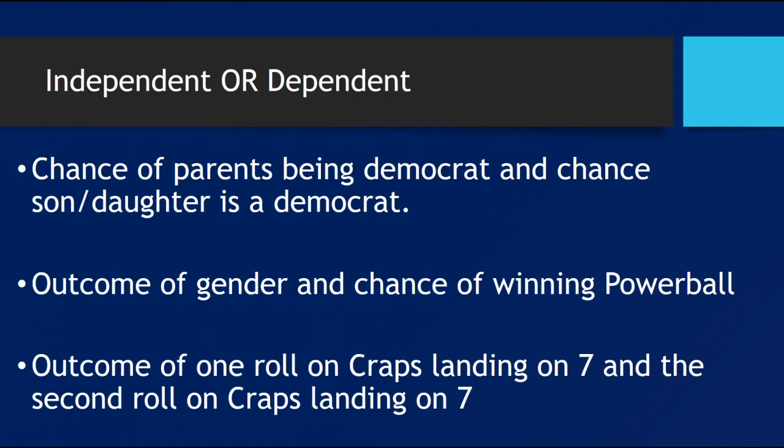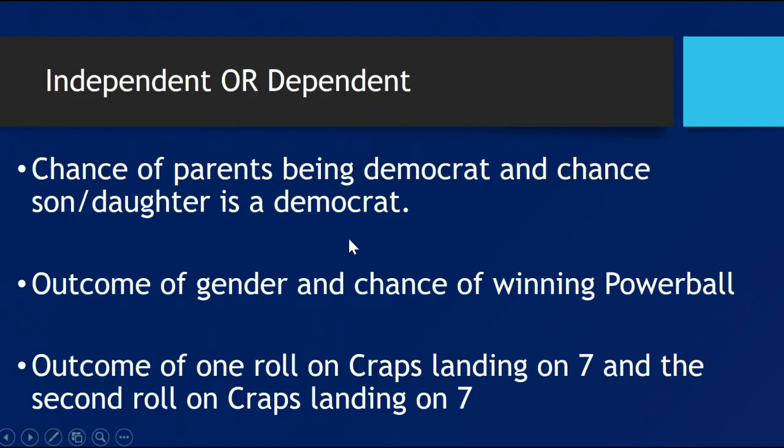So if I looked at 100 individuals in the population and I asked their parents' affiliation, I could probably safely predict about 95% of their political affiliation based on their parents' political affiliations. All right.